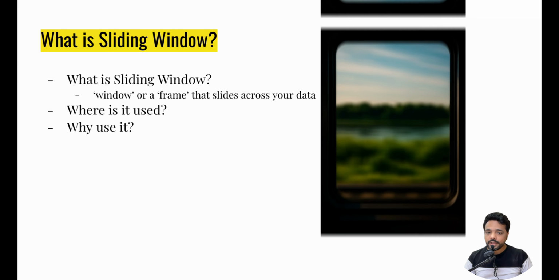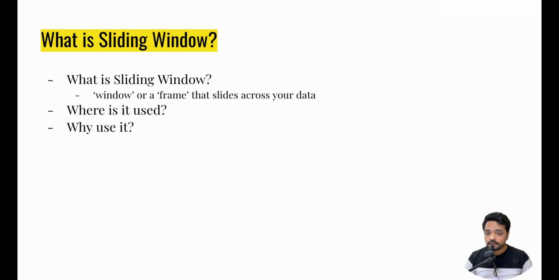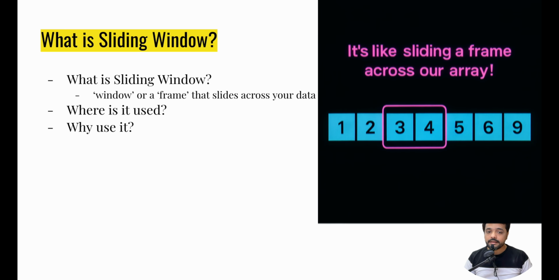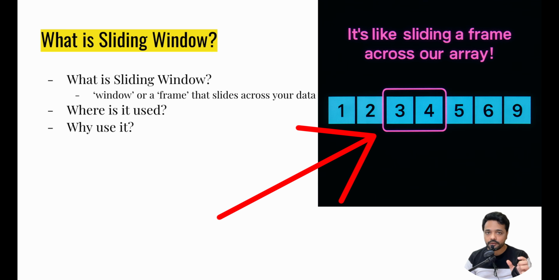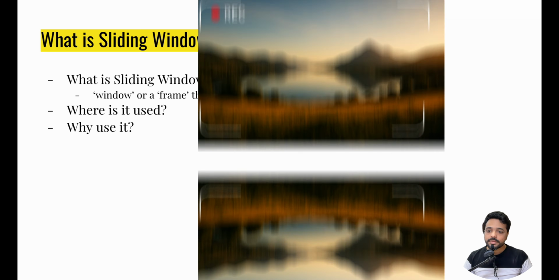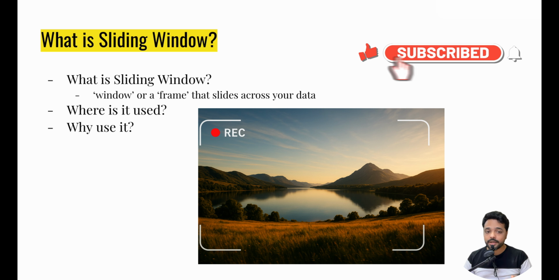Imagine you are looking through the window of a moving train. As the train moves, you see different scenery through that same window frame, right? That's exactly how the sliding window technique works. It is like having a window or a frame that slides across your data, whether it's an array or a string. Instead of checking every possible combination, we smartly move our window and keep track of what we see. Think of it like this: instead of taking 100 separate photos of a landscape, you record a video while slowly panning your camera.